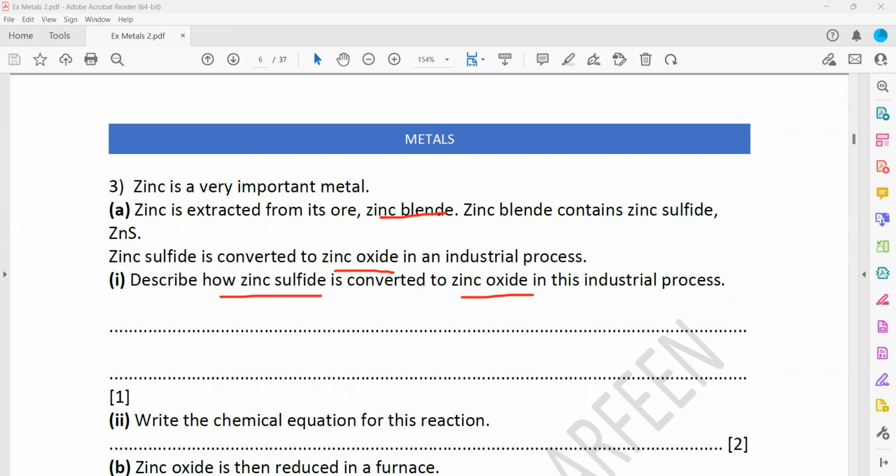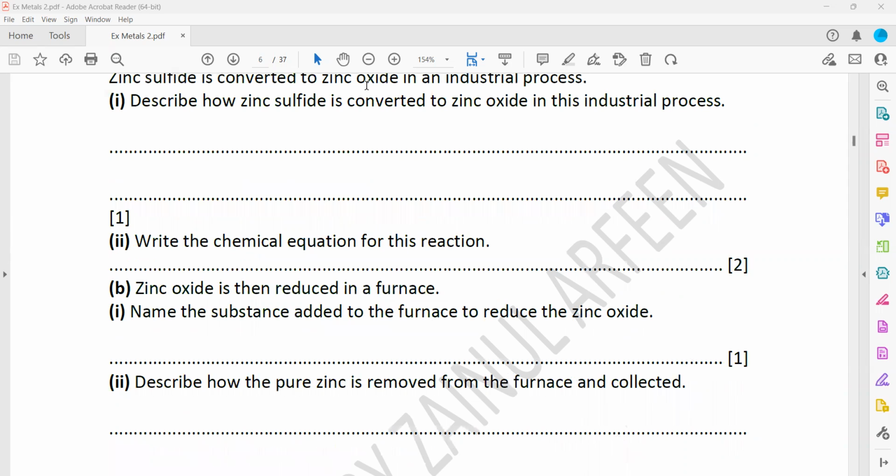So what can we do if we want to convert zinc sulfide into zinc oxide? We can heat in air, or roast in air. Then write a chemical equation for this reaction. When zinc sulfide, ZnS, reacts with oxygen, as a result it will turn into zinc oxide plus sulfur dioxide.